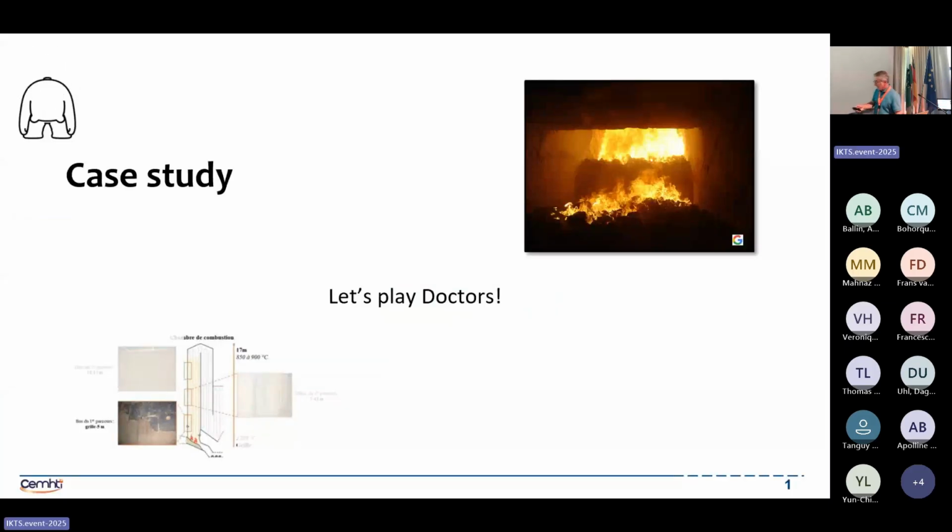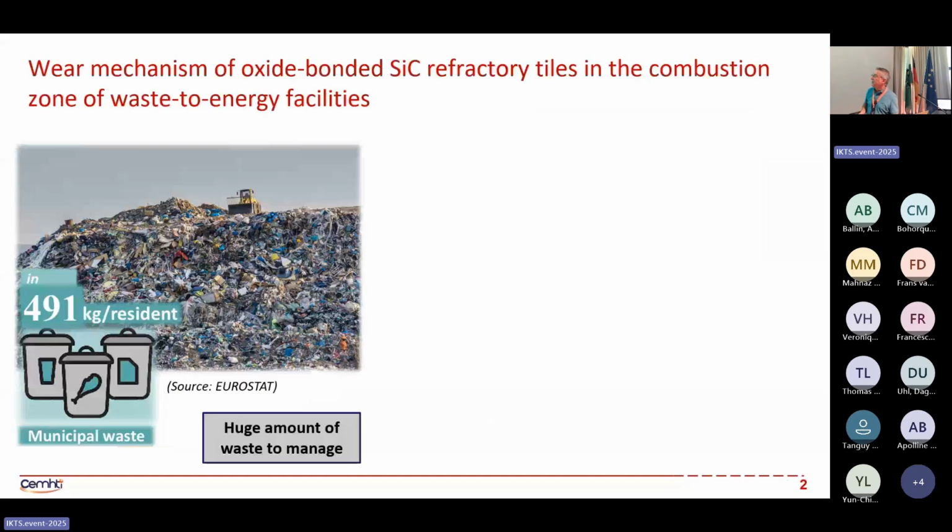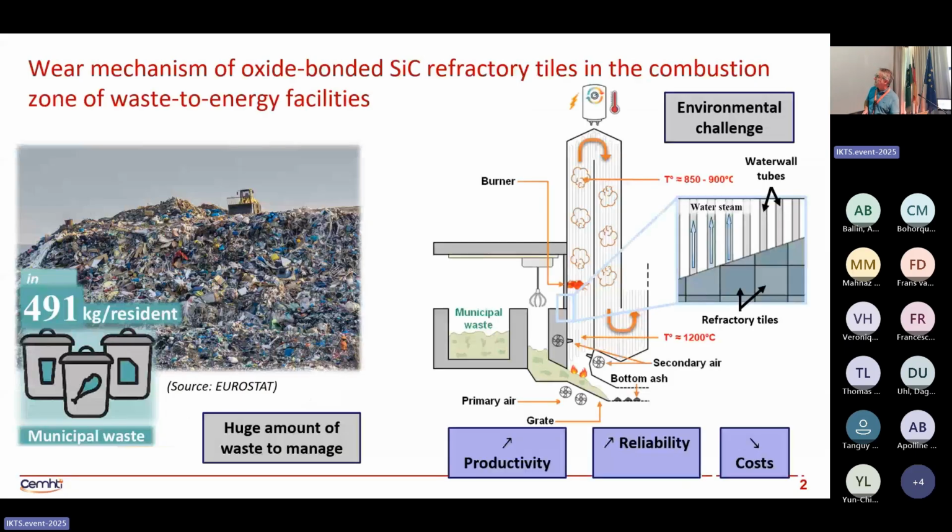So let's play doctors. It is about the incineration, the example Jacques presented just before for the waste to energy incineration. So some insights. Okay. And here you have a schematic representation of this facility with the burnt waste here, the chimney, and inside this chimney on the walls, beside the wall, there are water wall tubes containing water steam so that you can keep the heat from the fume.